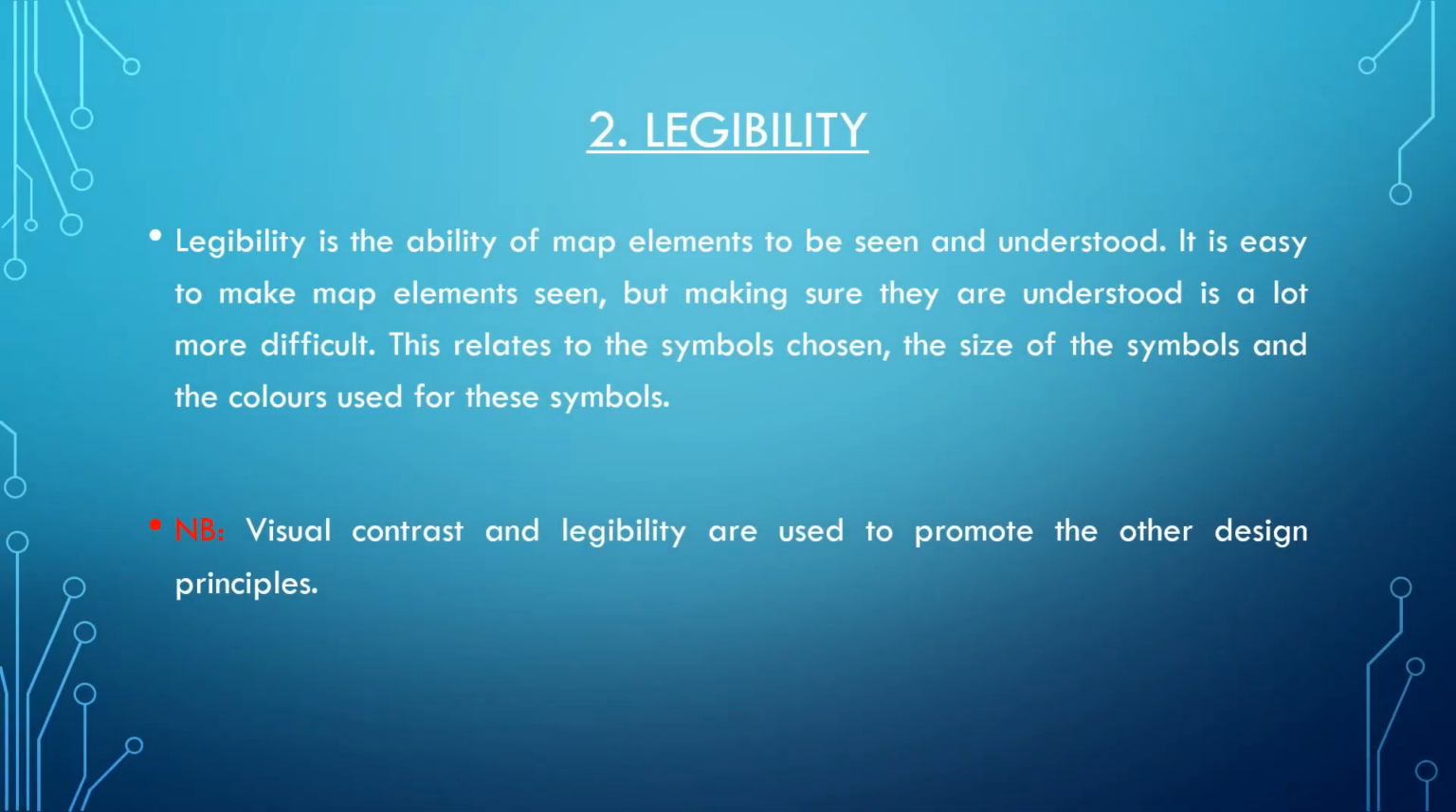Legibility. Legibility is the ability of map elements to be seen and understood. It is easy to make map elements seen, but making sure they are understood is a lot more difficult. This relates to the symbols chosen, the size of the symbols, and the colors used for these symbols. Note: visual contrast and legibility are used to promote the other design principles.